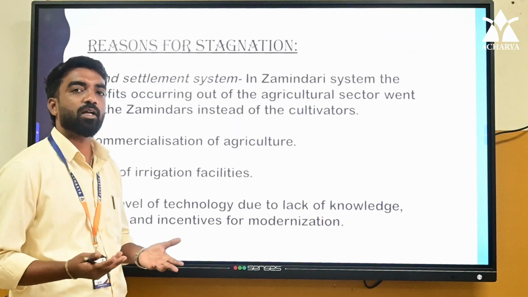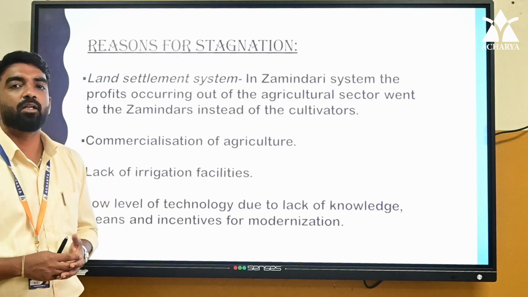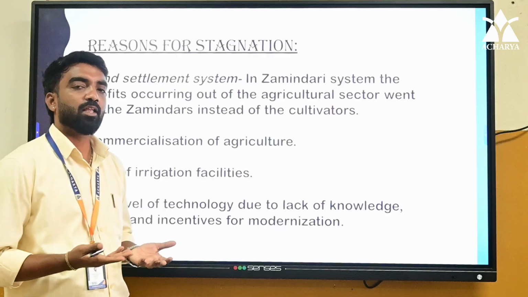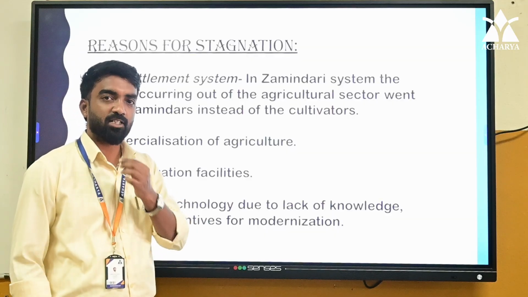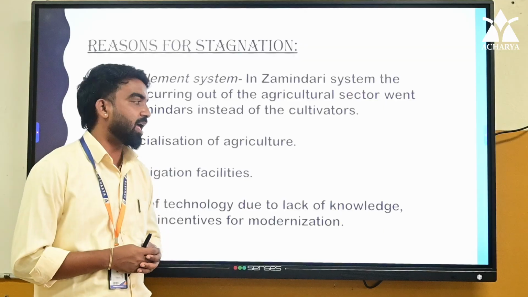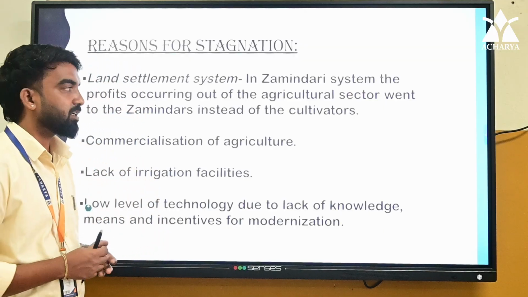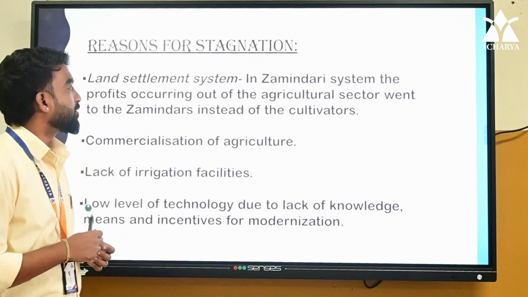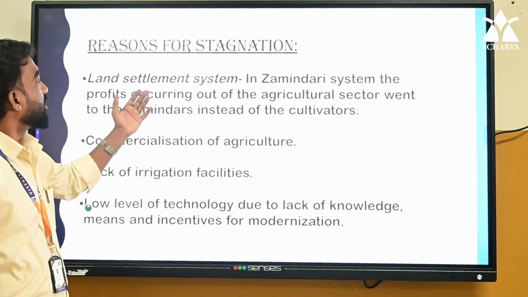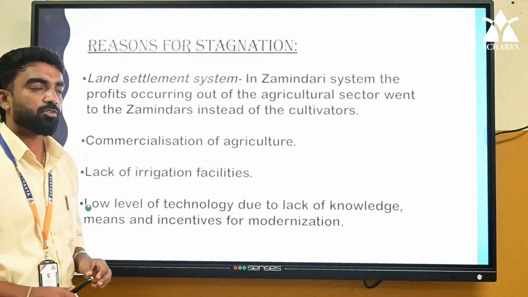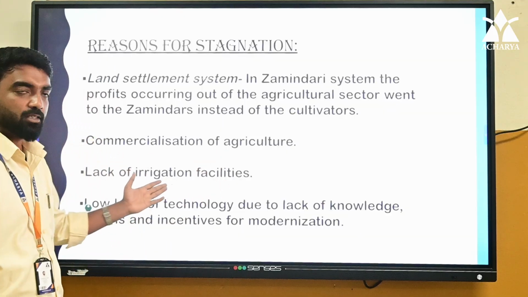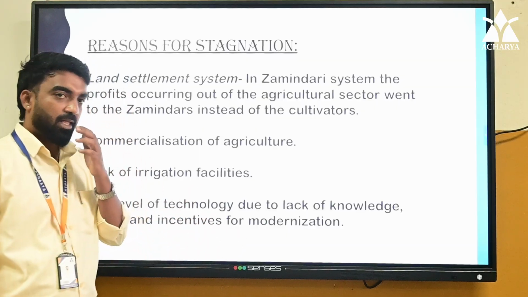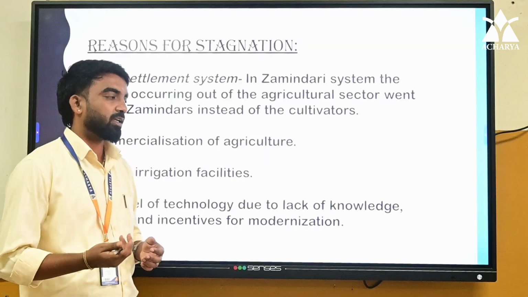Reasons for stagnation of the agricultural sector. Under the British rule, the Indian agriculture system never grew because they did not invest in any research and development or infrastructure facilities like irrigation systems, construction of dams, nothing. They did nothing for Indian agriculture. They just exploited Indian agriculture for their own country's benefit, not for Indian development. Land settlement systems like the zamindar system also exploited. Commercialization of agriculture, lack of irrigation facilities, low level of technology or outdated technology. There was no modernization of technology in agriculture.